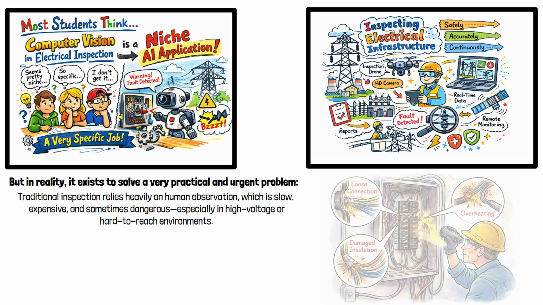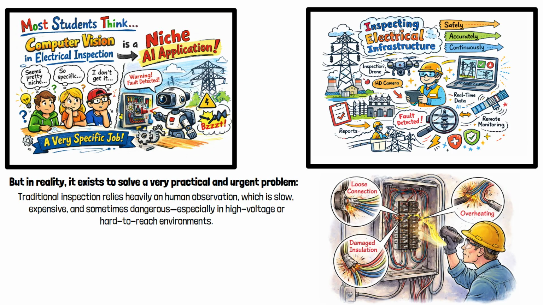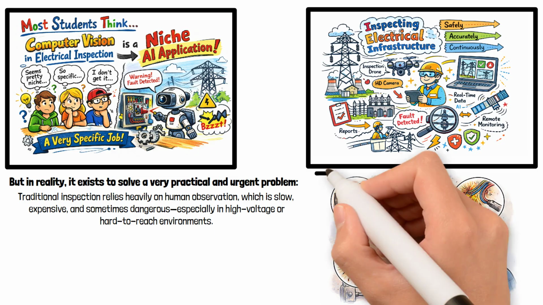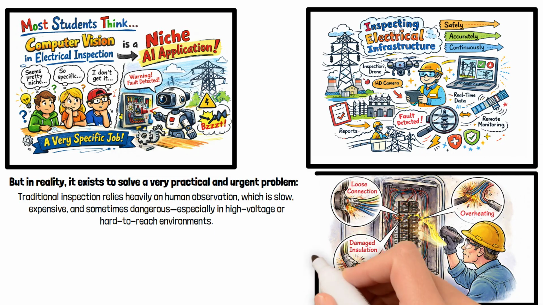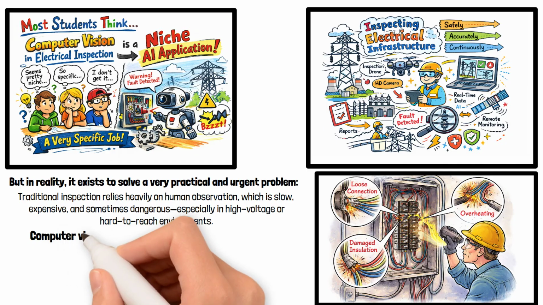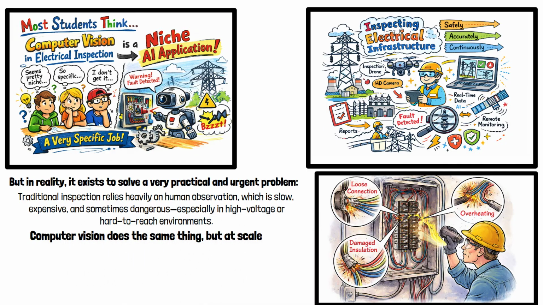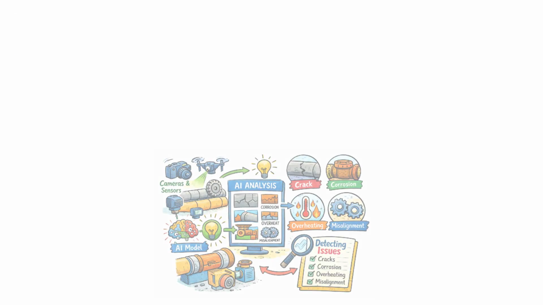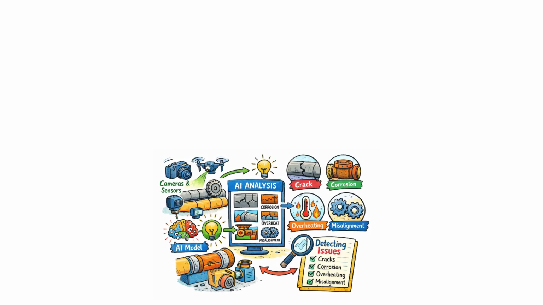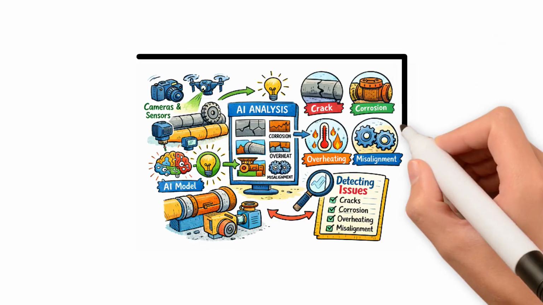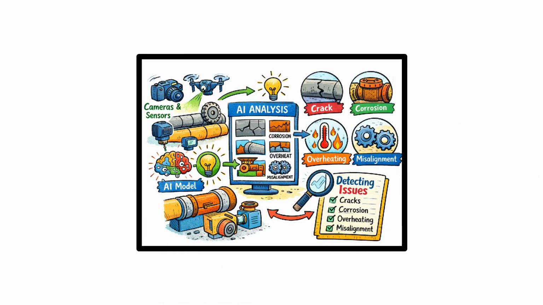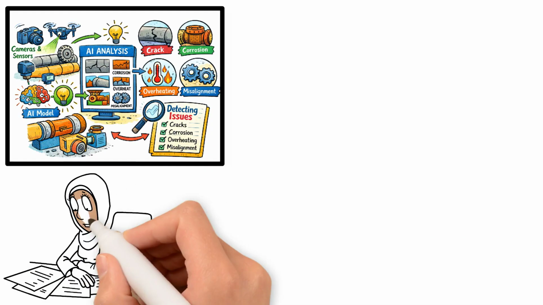To see this intuitively, think about how a trained electrician visually checks for loose connections, overheating marks, or damaged insulation. Computer vision does the same thing, but at scale. Cameras and sensors capture images of equipment, and AI models analyze patterns to detect cracks, corrosion, overheating, or misalignment, often before a human would notice anything wrong.